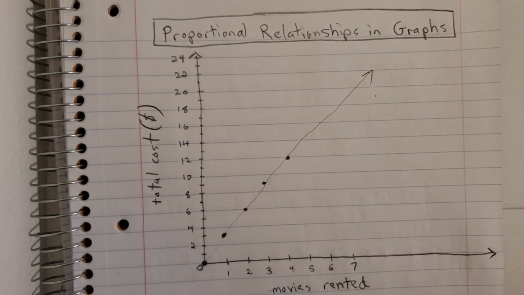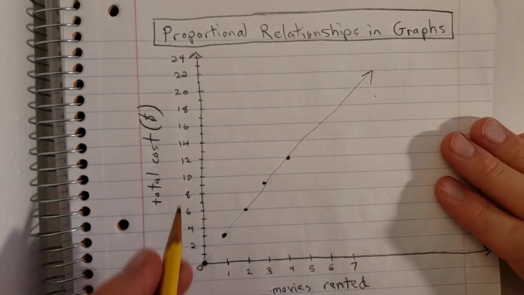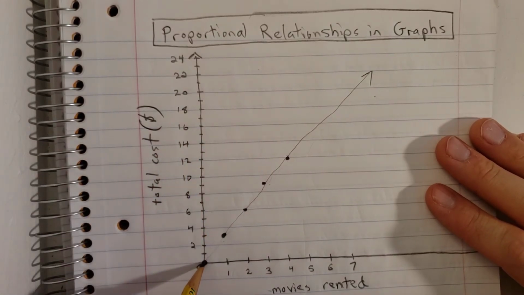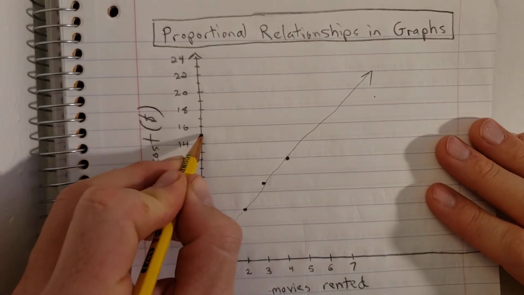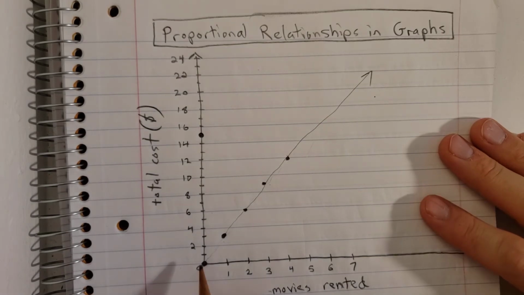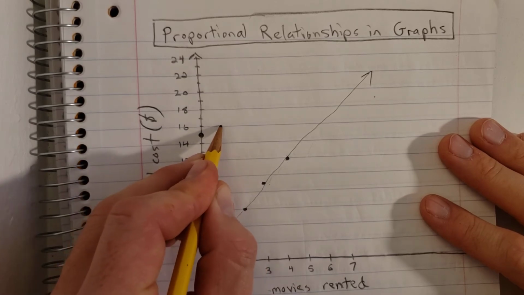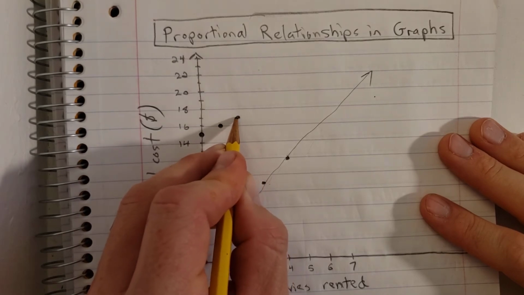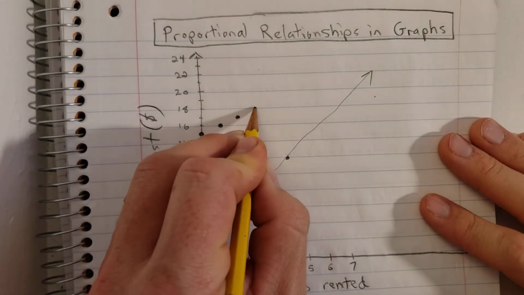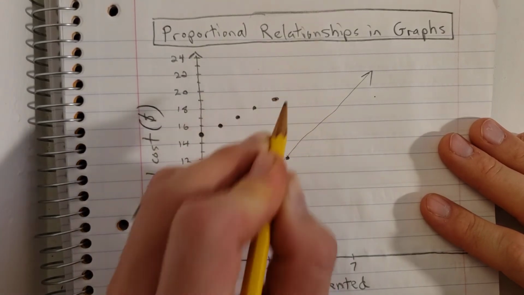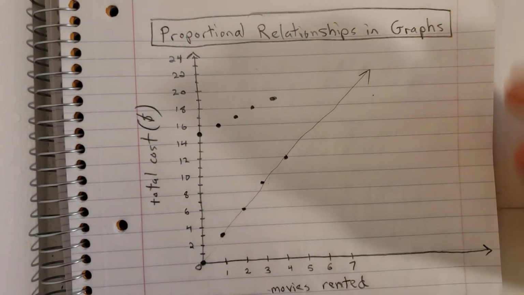Now, let's compare that to the other situation where you had to pay the $15 upfront fee. Even at 0 movies rented, it was already going to cost you $15. And then if you did rent 1 movie, you'd already paid the $15 plus $1, so that would make it $16. Then 2 movies would be $17, 3 movies would be $18, 4 movies would be $19. Now, what do you notice about that?